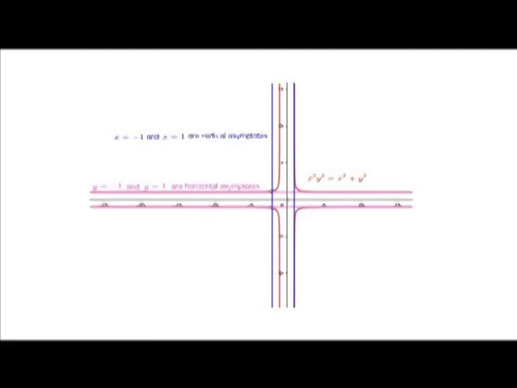Similarly, the highest power of y is y^2 and its coefficient is x^2 - 1. Thus, equating this coefficient x^2 - 1 to 0, we get two vertical asymptotes, x = -1 and x = +1.